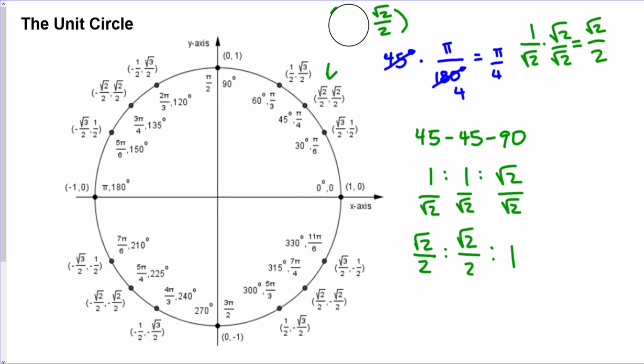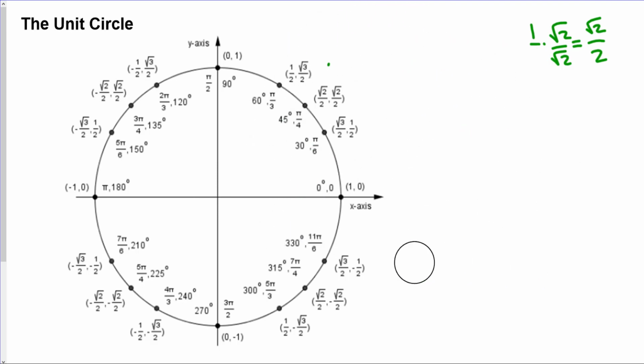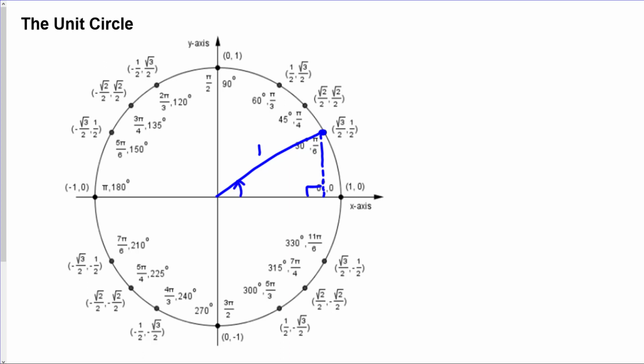Okay, let's look at another value. So let's look at 30 degrees, pi over 6. So again, the distance from the origin to that particular point is 1. If I drop a reference triangle, a right triangle, to the x-axis, then I'm in the setup where this angle measure here is 30 degrees, or pi over 6. So that means this angle measure is 60. So I'm working with a 30, 60, 90 triangle.